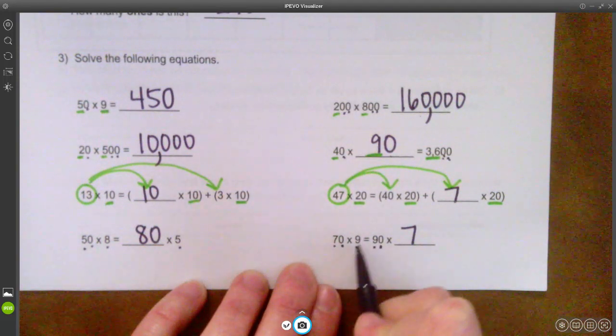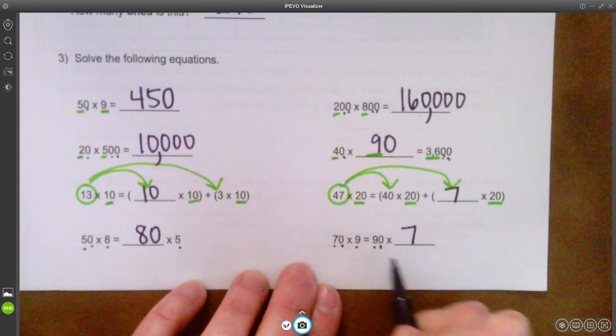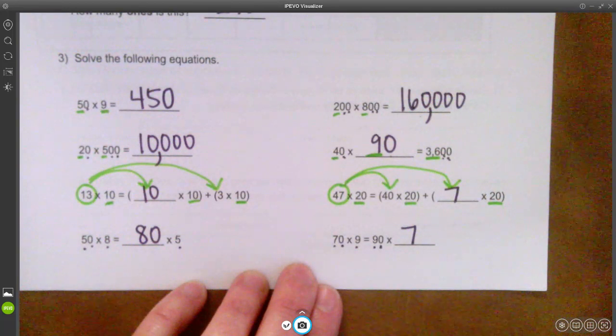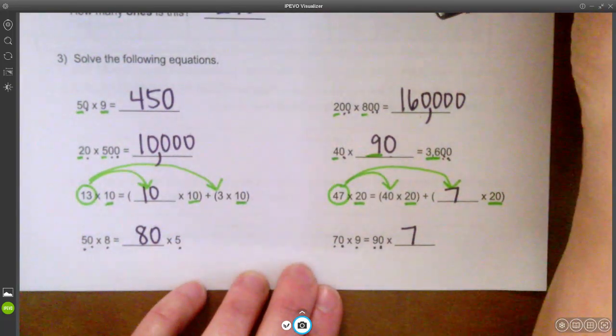And again, if you were to multiply the left, it would equal 630. And guess what? If you multiply the right, that equals 630 as well. But you don't have to. You can just make sure the left matches the right, and they will equal the same product. All right, on to the second page.